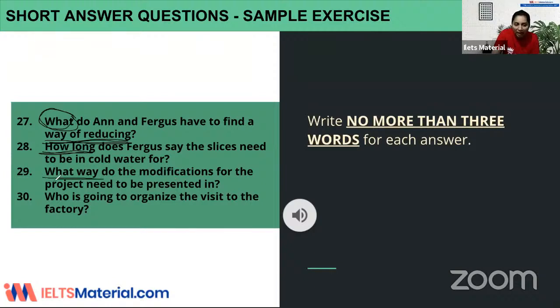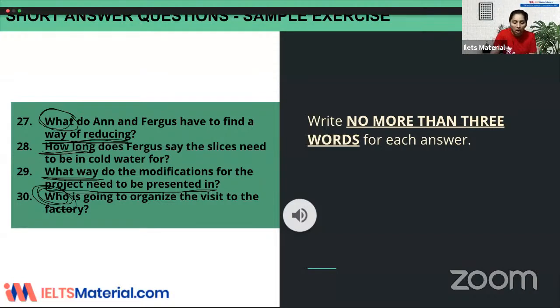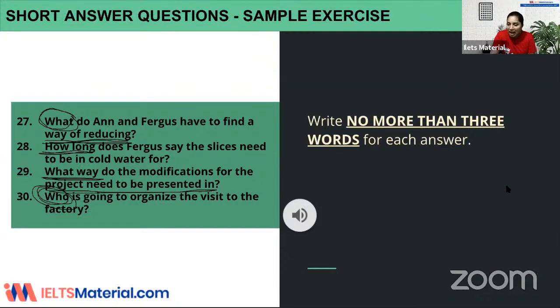And then, in what way do the modifications for the project need to be presented? So in what way? Explain the method of the project presentation. Next is, who is going to organize the visit to the factory? Here you will definitely find the name of the person, or it can be the designation, the manager or the supervisor or related to that. So focus on those keywords. Clear? Okay, thank you.